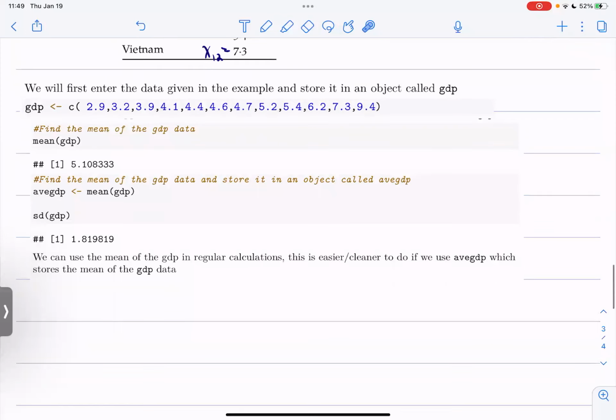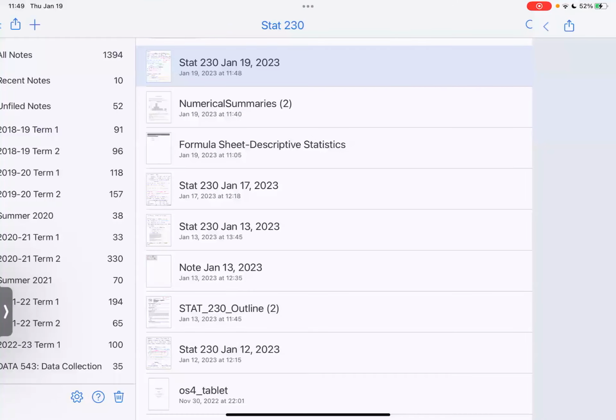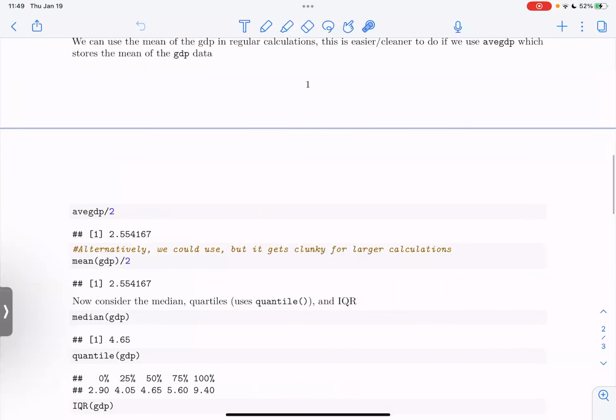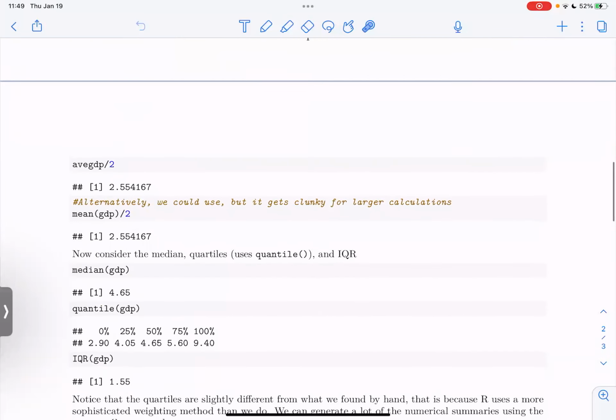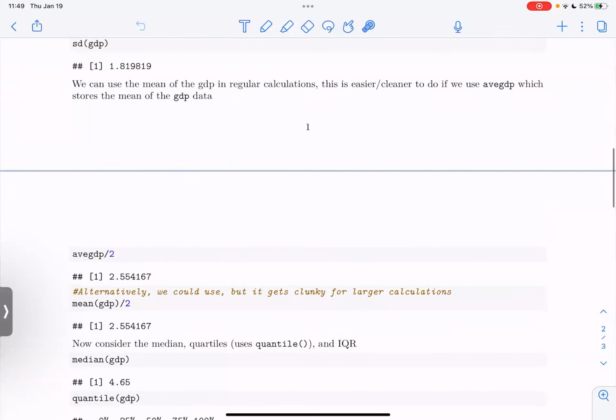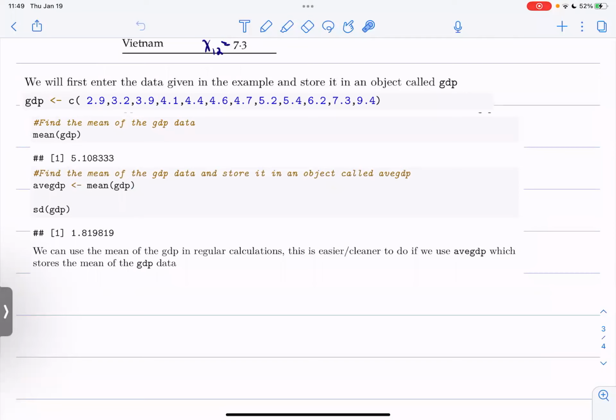Okay. And then I show you just a couple of things that you can do with the mean. That's more for your own time. It's not for our purposes here, right? But somehow be able to find the standard deviation.